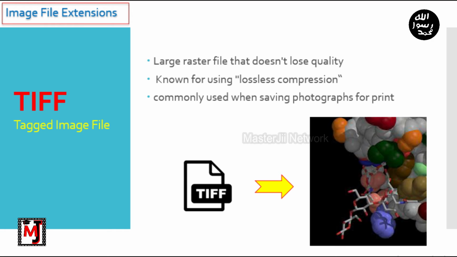The fourth one is TIFF, Tagged Image File. A TIFF is a large raster file that doesn't lose quality. This file type is known for using lossless compression, meaning the original image data is maintained regardless of how often you might copy, resave, or compress the original file.